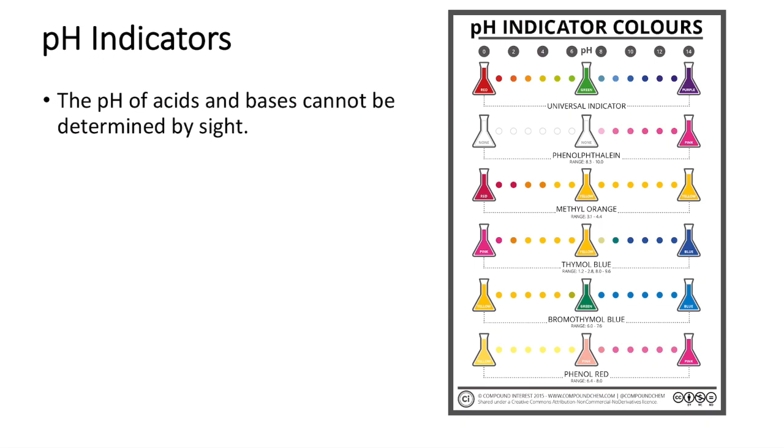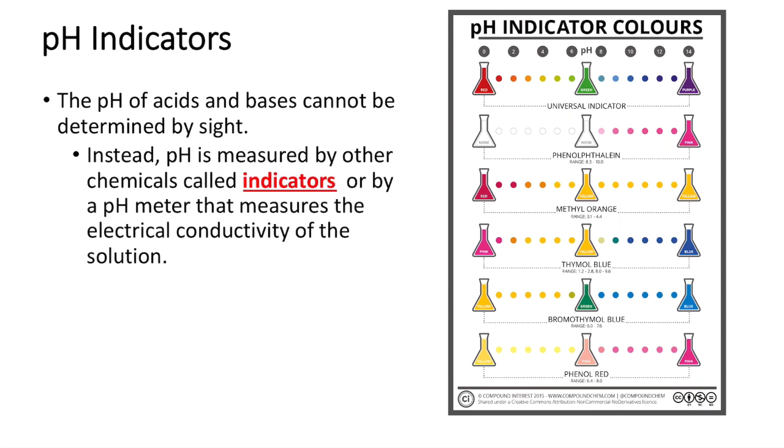So we use things called indicators, which change color to help us determine the pH of something. So instead, pH is measured by other chemicals called indicators or by a pH meter that measures the electrical conductivity of the solution. So basically, it's measuring the amount of either H plus ions, so hydrogen ions in the solution, versus the hydroxide ions, the OH, in the solution. So here are some examples of various indicators and the colors that they change at particular pH values.